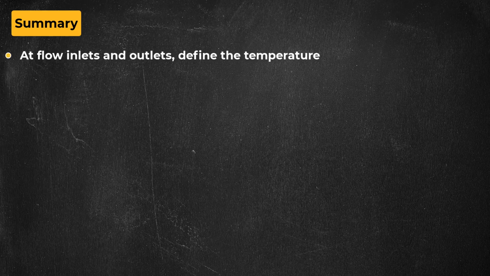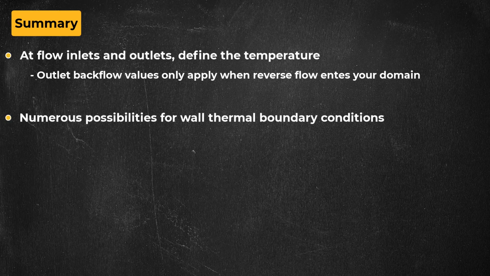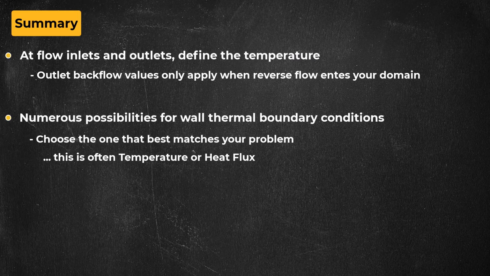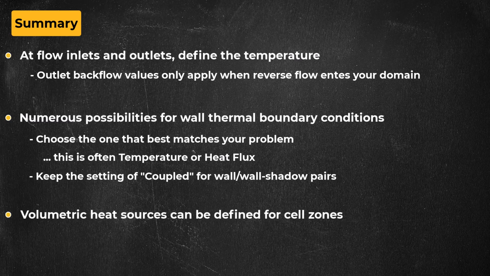Before moving on to the next topic, I just want to summarize the main steps for setting thermal boundary conditions. At flow inlets and flow outlets, you have to define the temperature, and the values at outlets only apply when reverse flow enters your domain. At walls, there are a number of different possibilities, and you can choose the one that best matches your problem. If you have conjugate heat transfer, keep the setting of coupled for the thermal boundary condition on walls with shadows. And you also have the option to define volumetric energy sources in both solid cell zones and fluid cell zones.